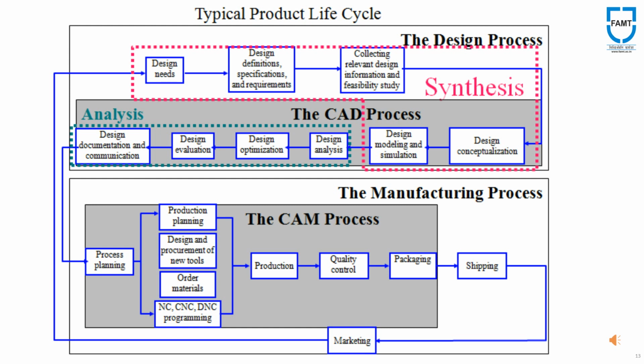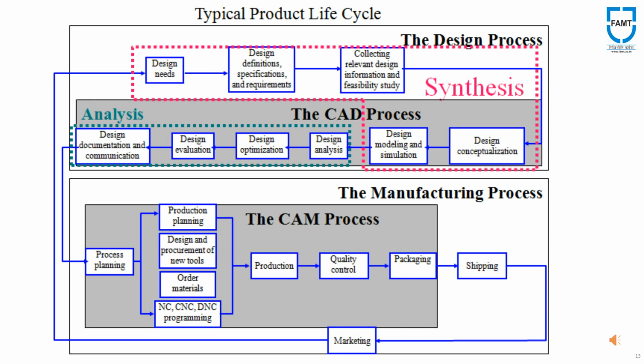Process plan is prepared by the manufacturing people with reference to the design which is communicated to them. Then production planning, design and procurement of new tools, ordering the materials, then program creation for NC, CNC and DNC, and then finally the production is carried out. After production, quality control and quality checks are there, different processes to check the quality, and finally when quality is found to be satisfactory, up to the mark, the product is packaged and shipped to the end user, the end customer, and the final last stage is marketing.